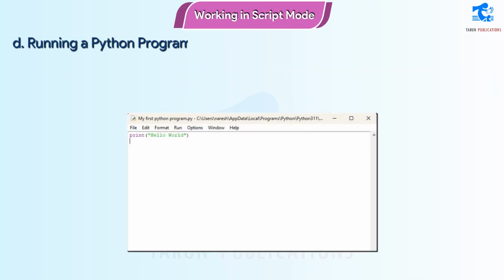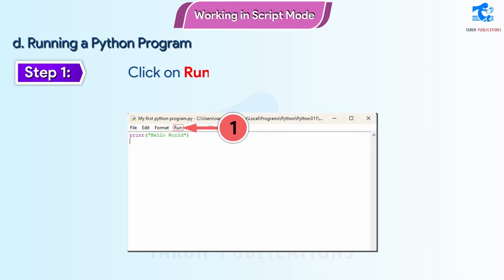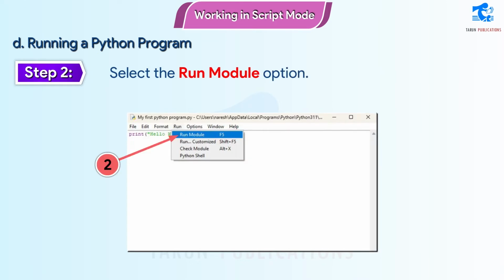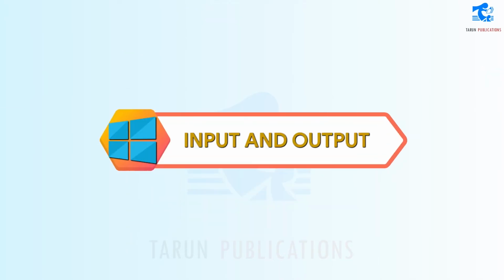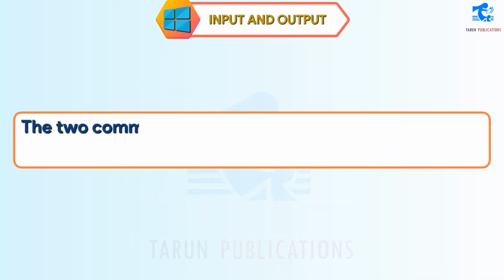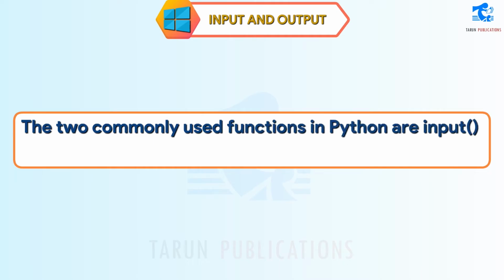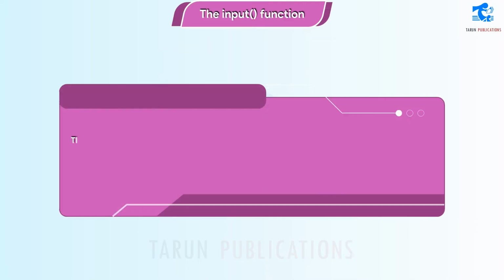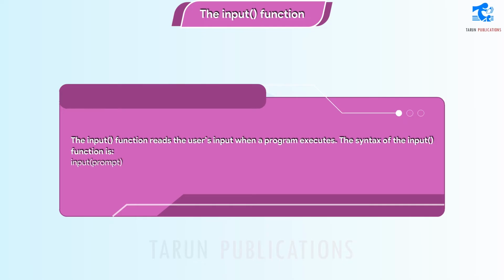D. Running a Python program. Step 1. Click on Run from the menu bar. Step 2. Select the Run Module option. Input and output. The two commonly used functions in Python are input and print. The input function. The input function reads the user's input when a program executes. The syntax of the input function is input(prompt). Prompt is the string or the message that will be displayed on the screen.